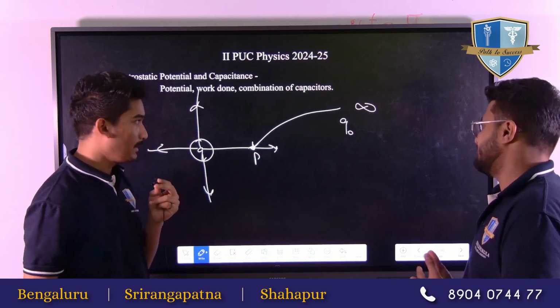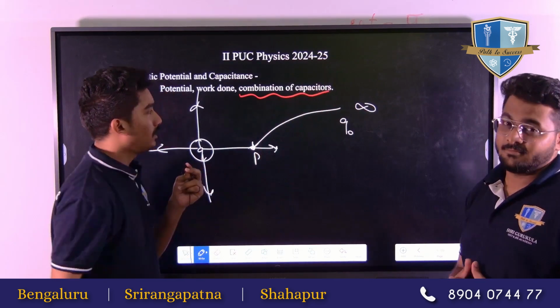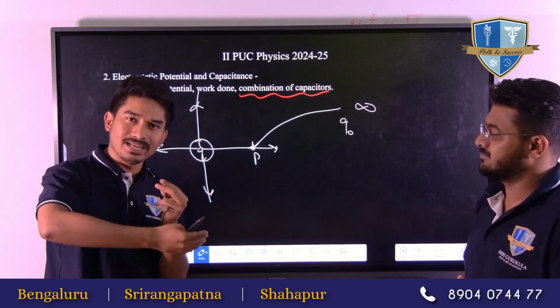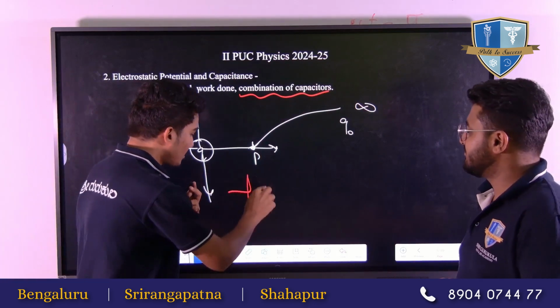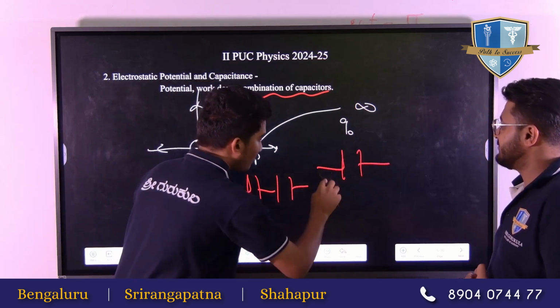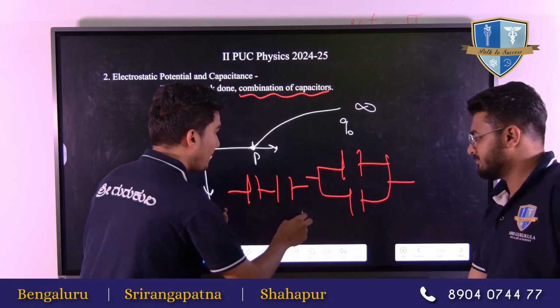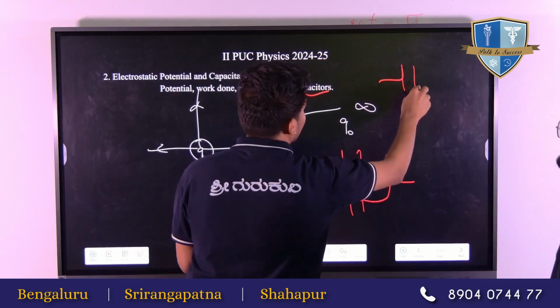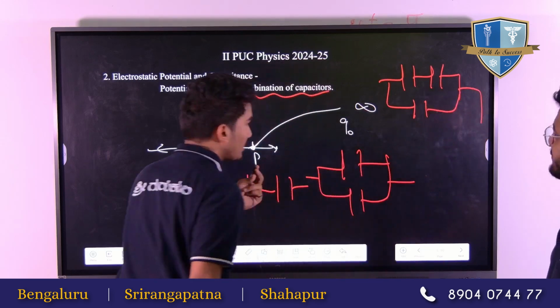Other kinds of questions they may ask are based on combinations of capacitors. Combination means series combination or parallel combination, like this is a series combination, this is a parallel combination, or they may ask both combined, a series and parallel combination, correct?